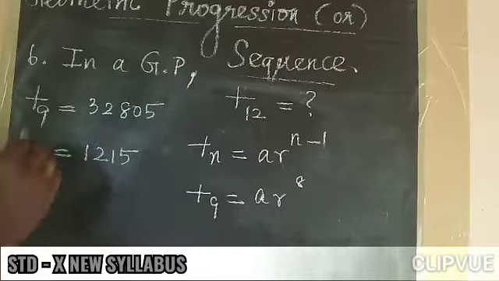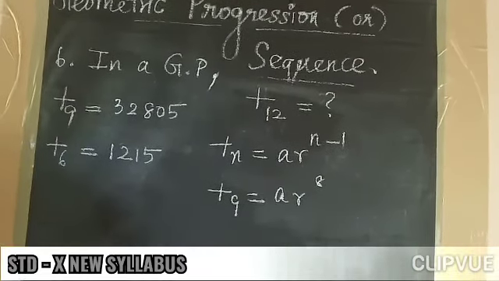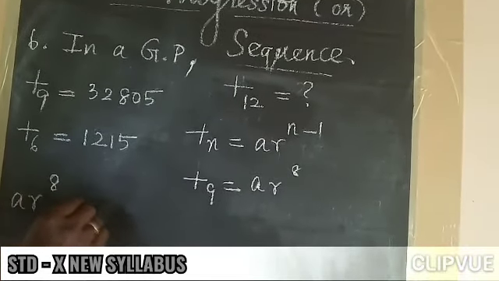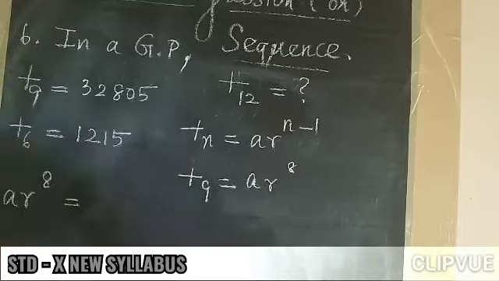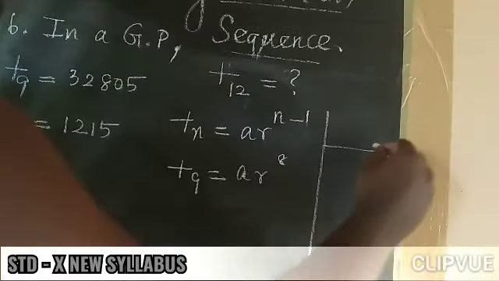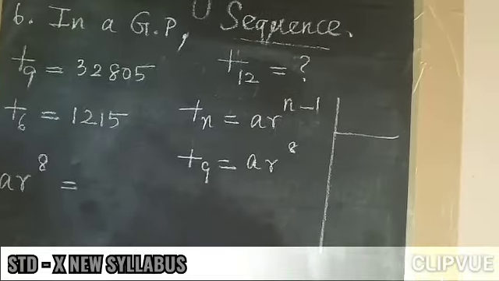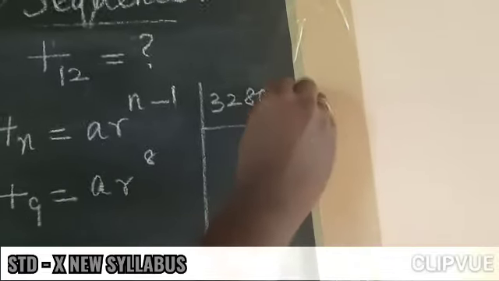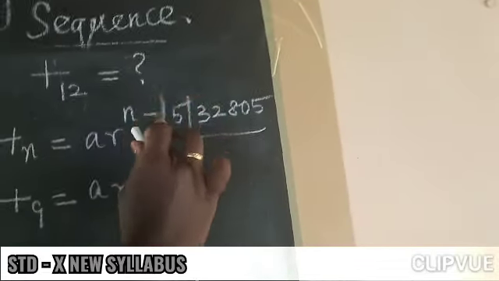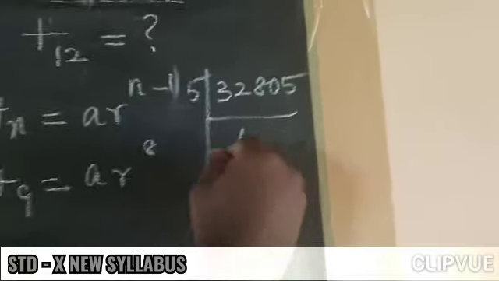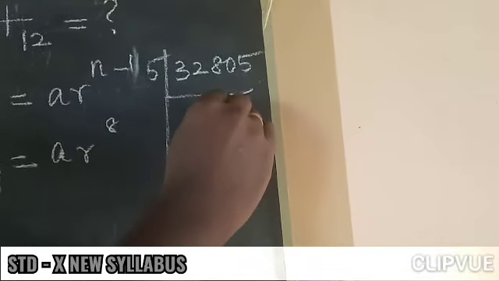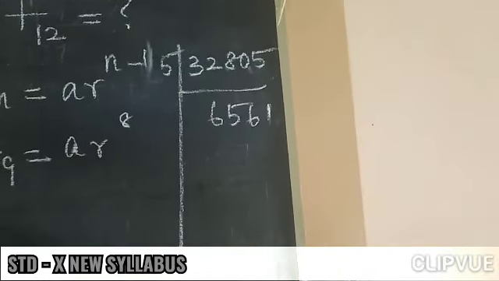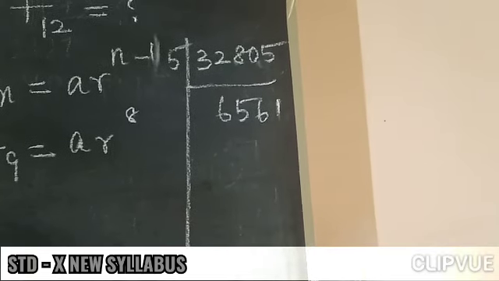So first, T9 is equal to 32805. Instead of T9, I am going to write AR power 8, which is equal to 32805. Better we find the prime factors of this number, 32805. It should be divisible by the 5 table. So 6 times 30, remaining 2, 28 means 5 times 25, remaining 3, 30, 6 times, here 1.